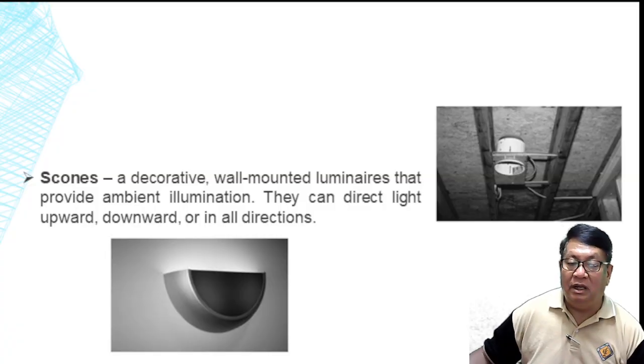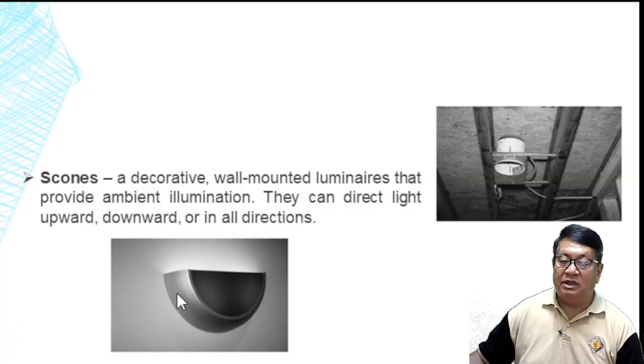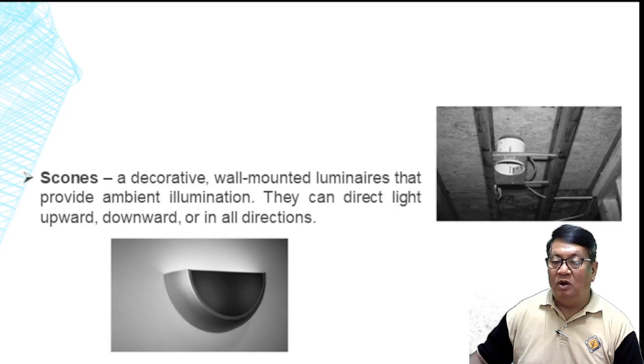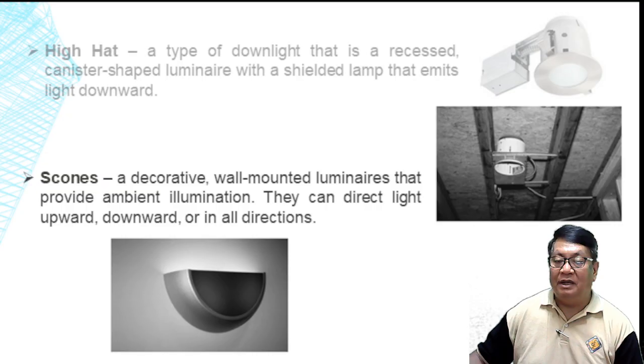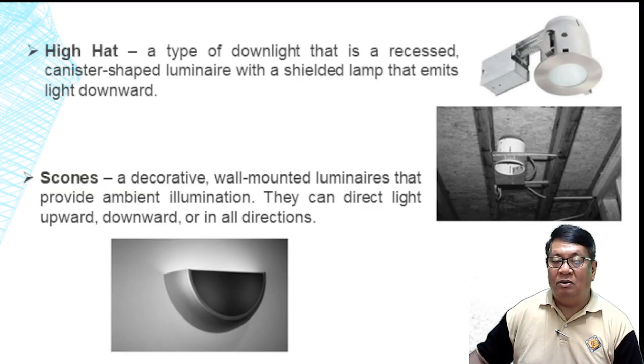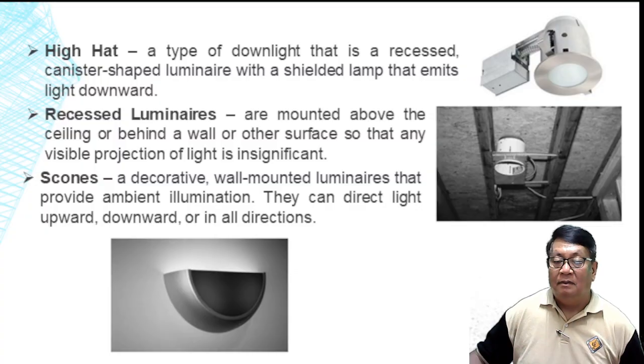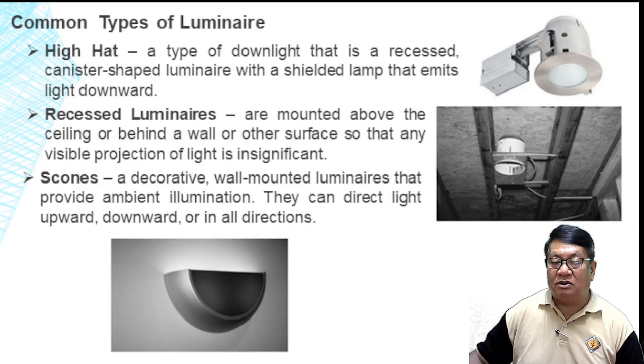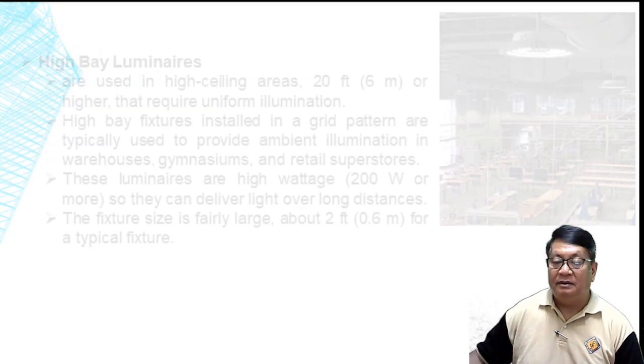So we have also the sconces. Of course, these are decorative, wall-mounted, or even ceiling-mounted, no? So we have that. Then we have also the high hat. This is a type of downlight that is recessed, canister-shaped luminaires with a shielded lamp that emits light downward. So we have here, no? Then recessed type luminaires and sconce type luminaires.